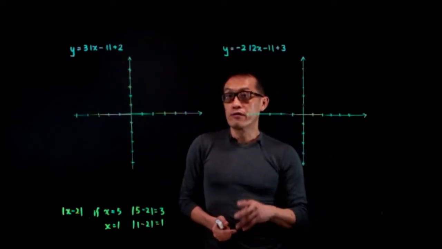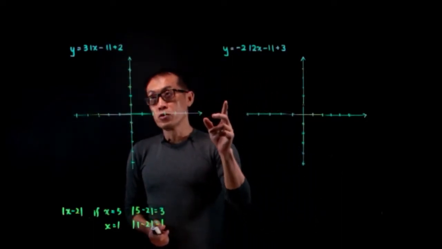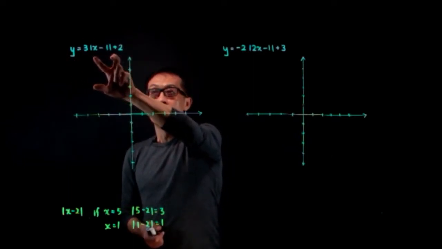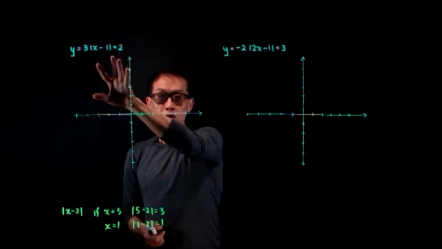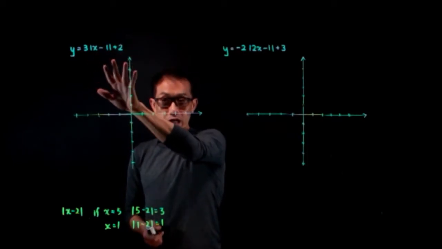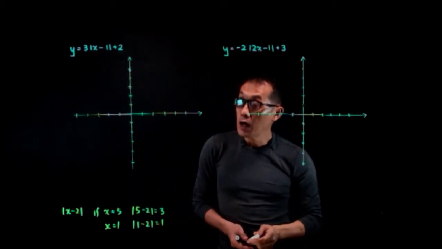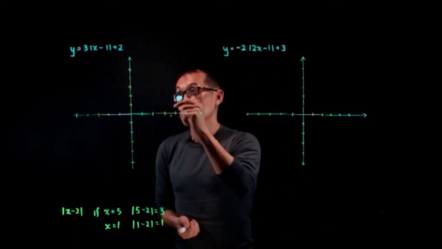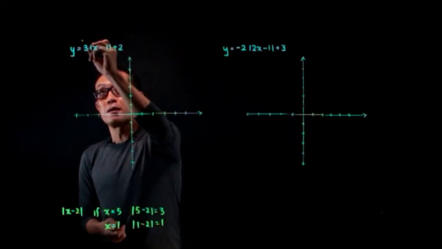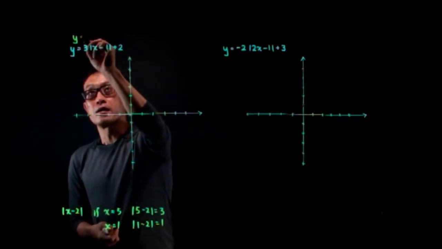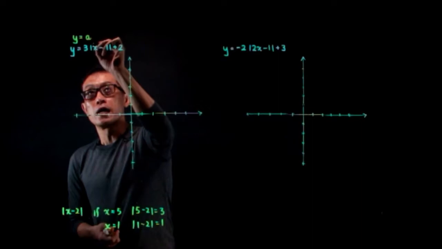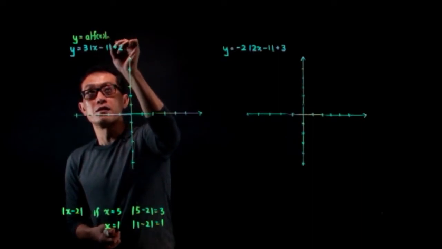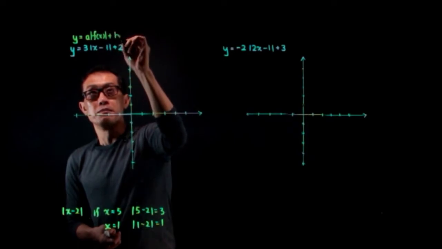Now, the first two examples I'm going to show you is how to sketch these two linear modulus functions. All right, it's a modulus of a linear function. Now, let me generalize the function first. This function can be written as y equals a times modulus of f of x, plus b.